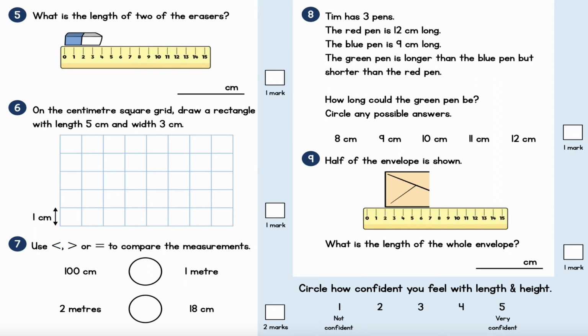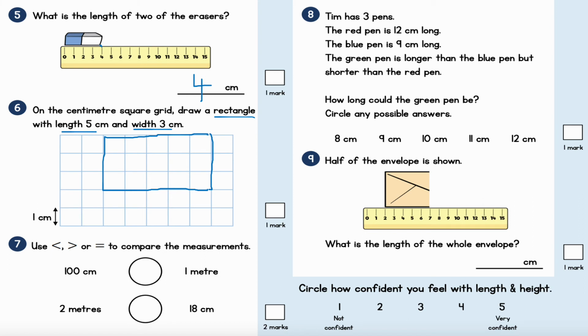This is question number 5. What are the lengths of the 2 erasers? Well, 0 is going to go to 4 here, so it's 4 centimeters. This is question number 6. On the centimeter square grid, draw a rectangle with length 5 centimeters and width 3. So going across 5, 1, 2, 3, 4, 5, and going up 3, 1, 2, 3, and then across 5. That's my rectangle.